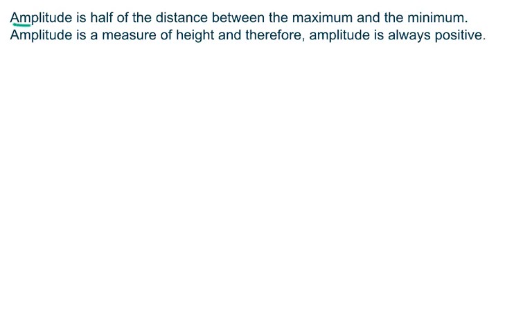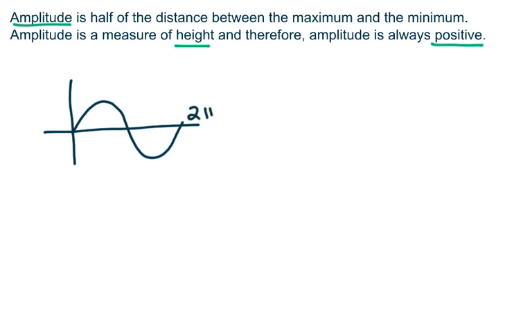So now discussing amplitude. Amplitude is half the distance between the max and the min. Amplitude is a measure of height. And since it's a measure of something, it's always positive. If we think about our graph of sine, from 0 to 2 pi, we've got a max of 1 and a min of -1. That entire distance between the max and the min is 2. So the amplitude here is 1.